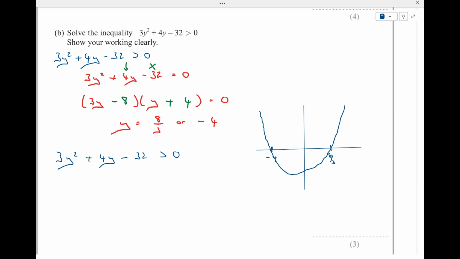Now, when is that graph greater than 0? Answer, it's greater than 0 here and here. So my answers to the inequality are that 3y squared plus 4y minus 32 is greater than 0 when y is less than minus 4 or when y is greater than 8 over 3. And that is question B done.